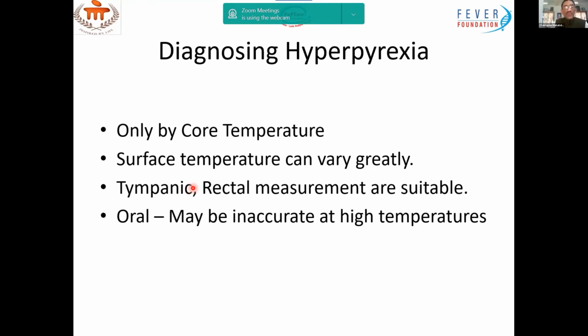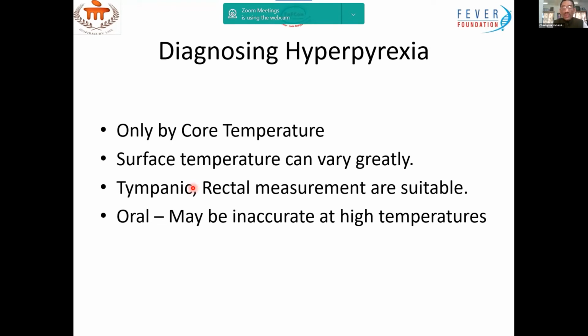And when we talk about hyperpyrexia, it's always the core temperature, not the surface temperature. So surface temperature can vary greatly, as I've shown in the previous graph. It can lag behind the core temperature for a sufficiently long period of time, and during that period, if we go only by the surface temperature, we will miss dangerous hyperpyrexia.